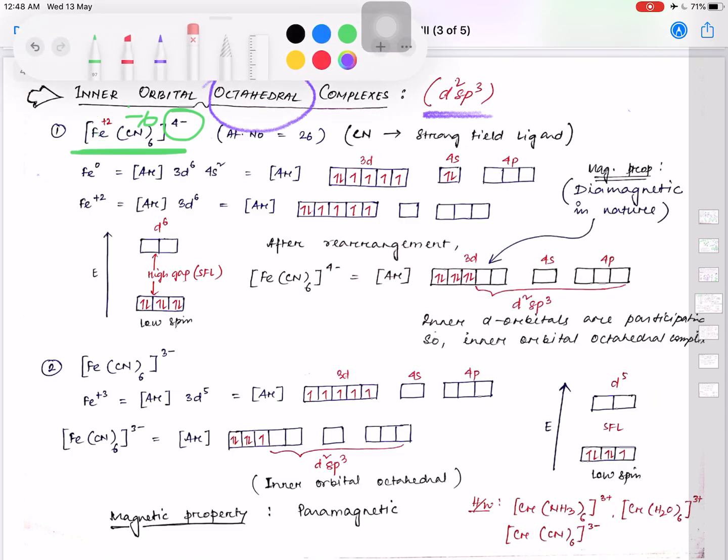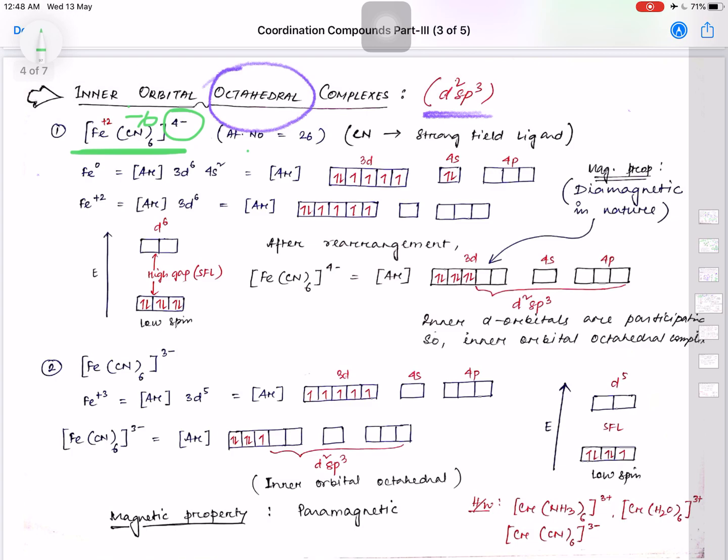Okay, now you see the atomic number for iron is 26. Okay, and we have CN ligand. CN is a very strong field ligand. So these are the things that are given to us.